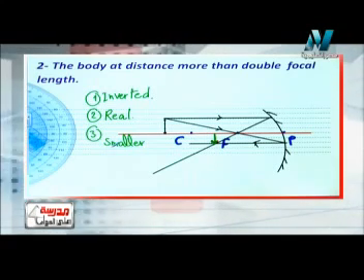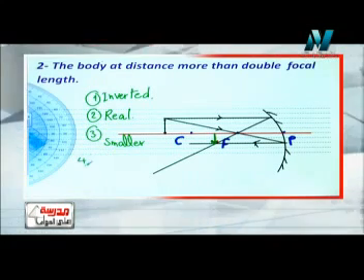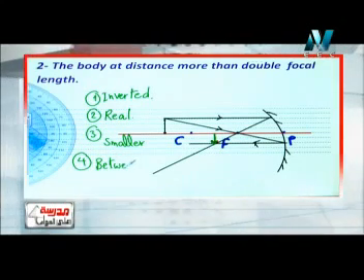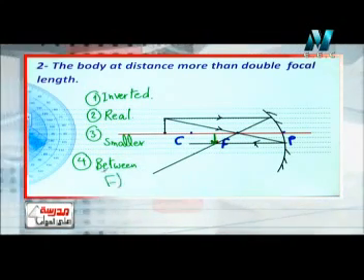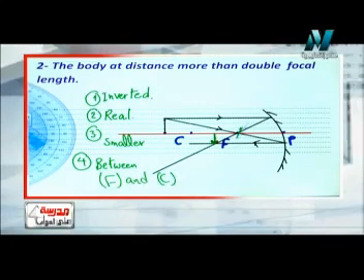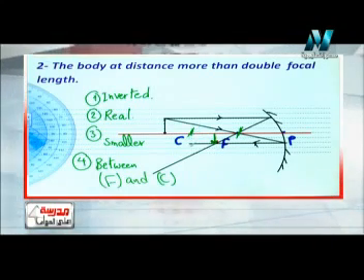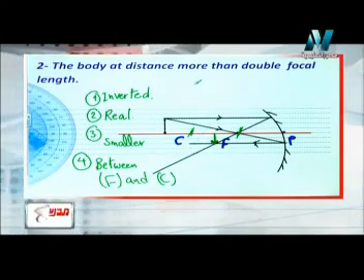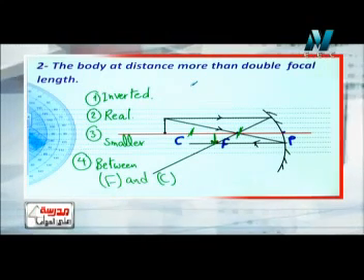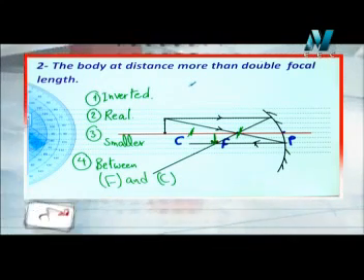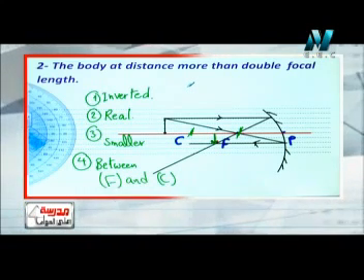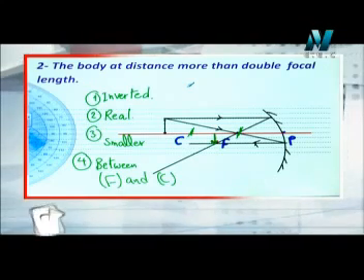Diminished, or smaller than the object. Number 4: between F, focus, and what? And center of curvature. Between F here and C here, as focus and center of curvature. It's very easy to draw the image and to mention the properties of the image by using the first two rules of the behavior of the light rays through the concave mirrors.